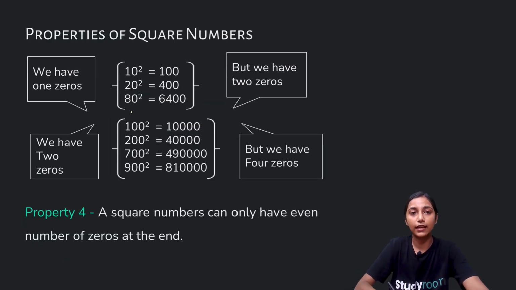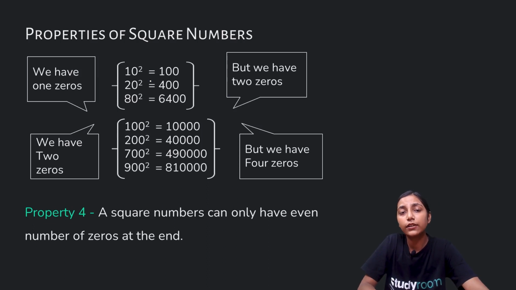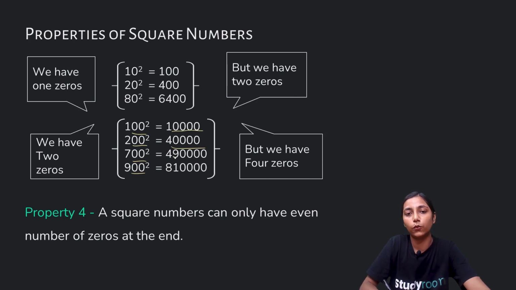Next we have this. You can see that 10 square is 100, 20 square is 400, 80 square is 6400. So we have 1 zero and in their squares we have 2 zeros. Now for these, 100 square is 10,000. Similarly, 200 square is 40,000. Here in these numbers we have 2 zeros, so in their squares we have 4 zeros. When we had 1 zero in the number, we had 2 zeros in its square.